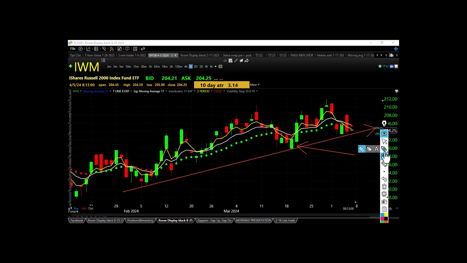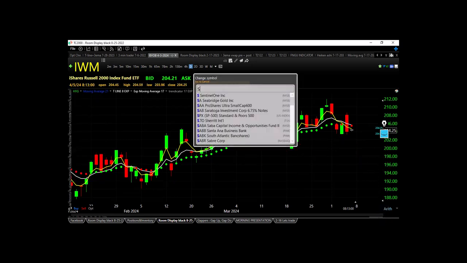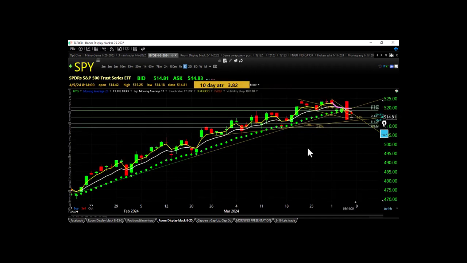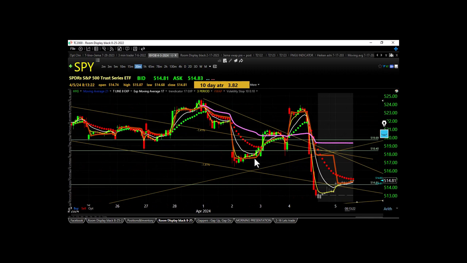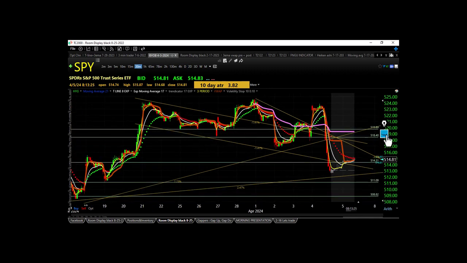We did do a triple top on the SPY. And I'll pull up the 30-minute chart so you can see the triple top. So we got a triple top here. We got one here, one there, and then one there. So there's our triple top on the SPY.